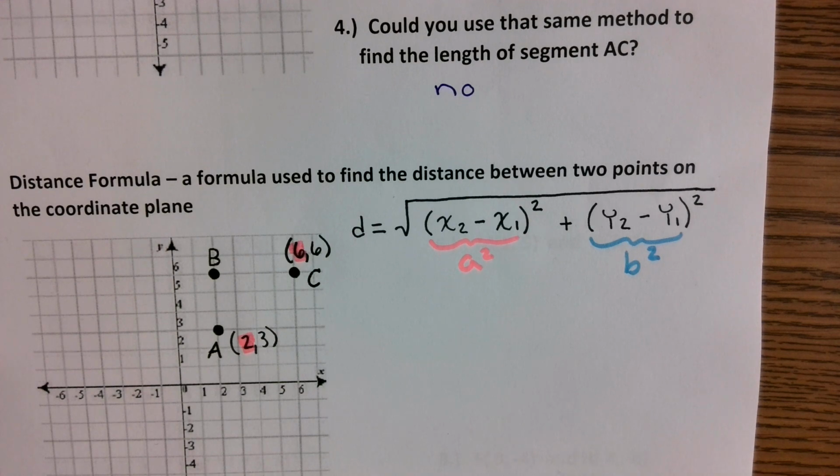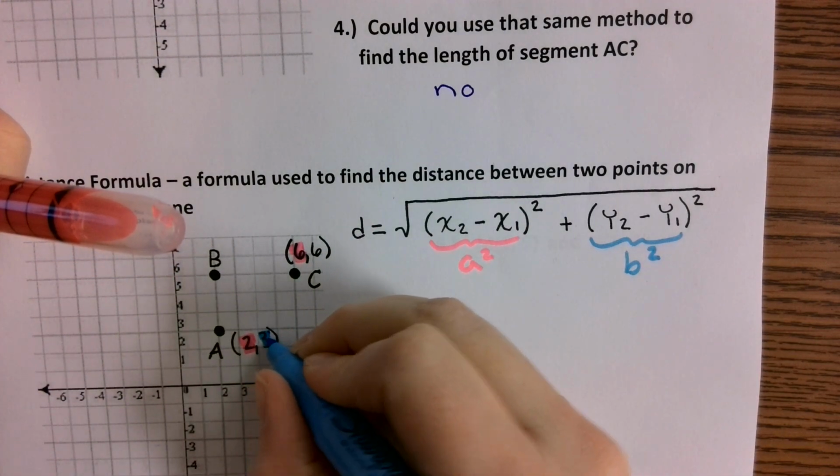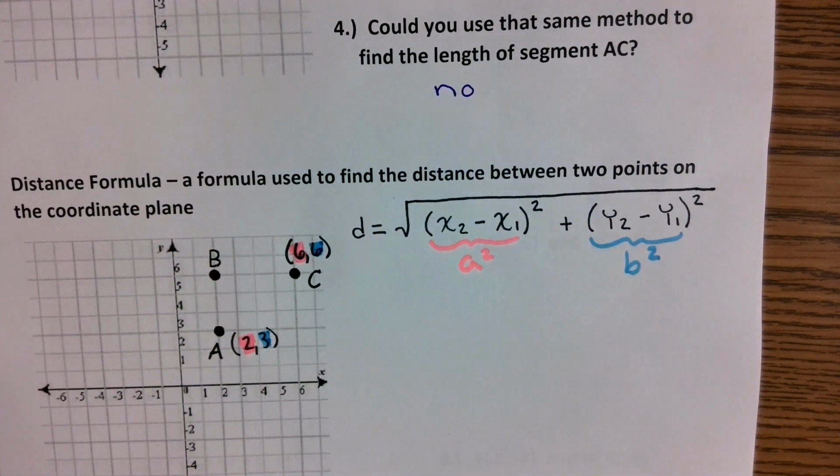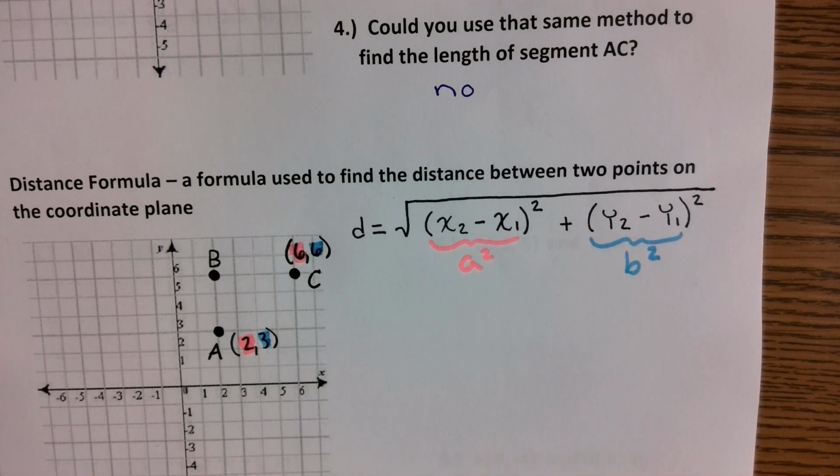So I'm going to subtract those. And then I'm going to highlight my y's in blue. And the lovely thing is, guys, that it doesn't matter if I do 2 minus 6 or 6 minus 2, and then if I do 3 minus 6 or 6 minus 3. Because even if I get a negative answer, once I square it, it becomes positive.